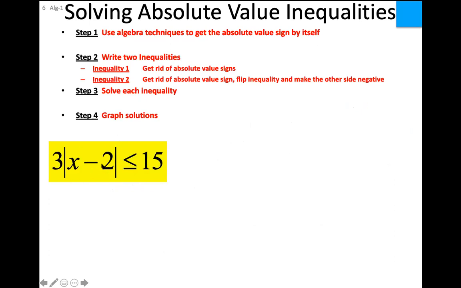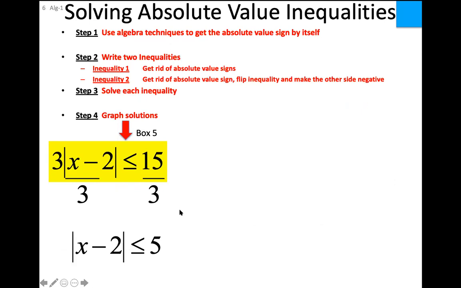Step number 1, get the absolute value by themselves. We need to get rid of this 3. It's attached by multiplication, divide both sides by 3. Remember, if I had just divided by a negative 3, I would flip the inequality. I didn't divide by a negative 3, so I don't need to flip the inequality. Hey, the absolute value symbols are by themselves.